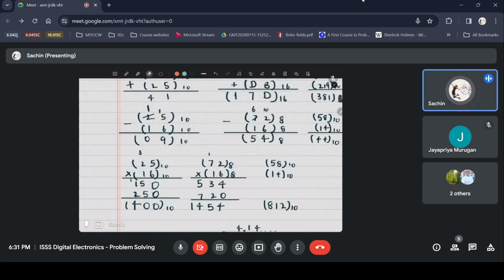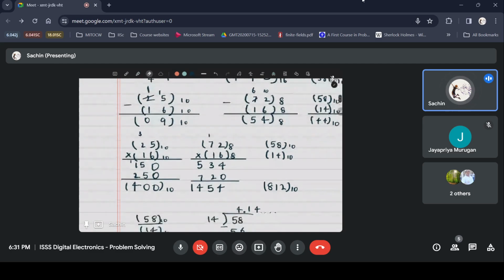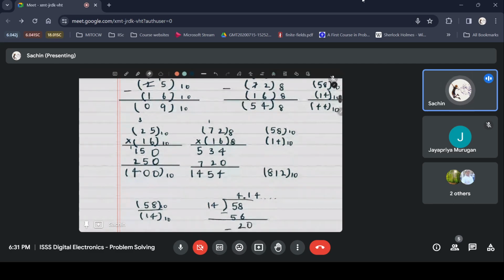I am using the same numbers from the previous example, 58 and 14, written down in octal. So 6 times 72. How do you do that? 6 times 2 is 12. That exceeds 8 by 4. So in octal, a 12 is nothing but 1 4. So 4 and that 1 is carried over. 6 times 7 is 42 plus 1 is 43. A 43 in octal is what?